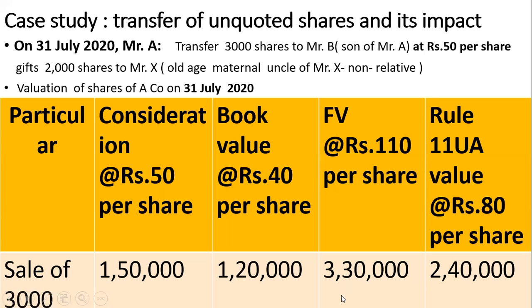sale of 50,000, book value 80, 2,40,000. So I received 1,50,000 from my son. Mr. B, 1,50,000, book value 1,20,000, fair market value 3,30,000. Rule 11UA, 80 rupees. So for my calculation purpose, the consideration would be used, and under the rule, 2,40,000 rupees. Book value and fair market value would be irrelevant for the purpose of computation of this.